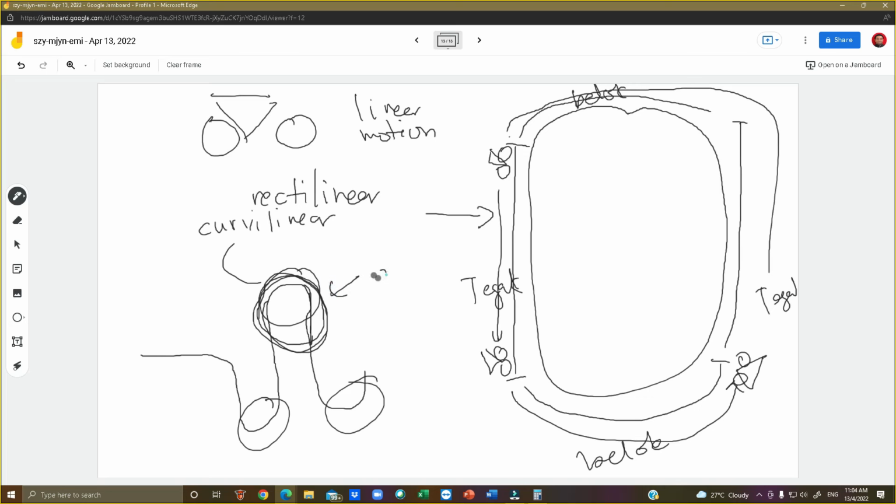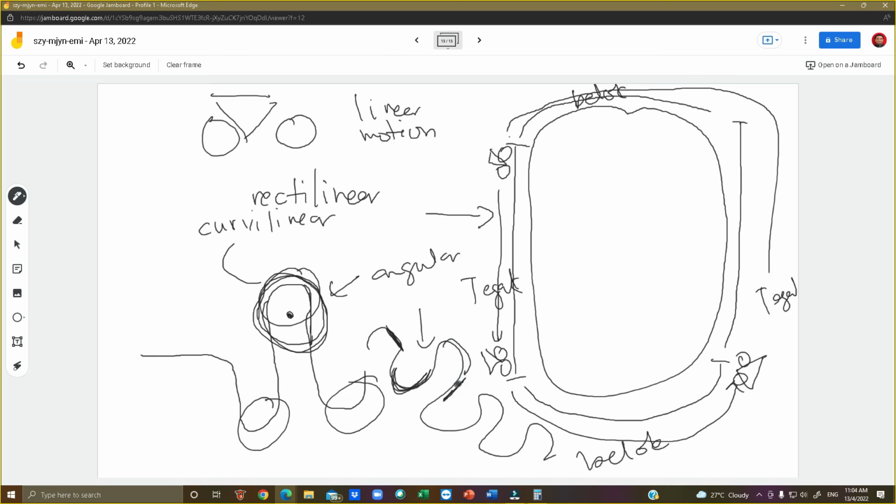This is angular, because it has an axis. As long as it moves like this, this is known as linear motion. We have the straight line, and curvilinear. We have the banks, the laps as curvilinear. The straight line is rectilinear.